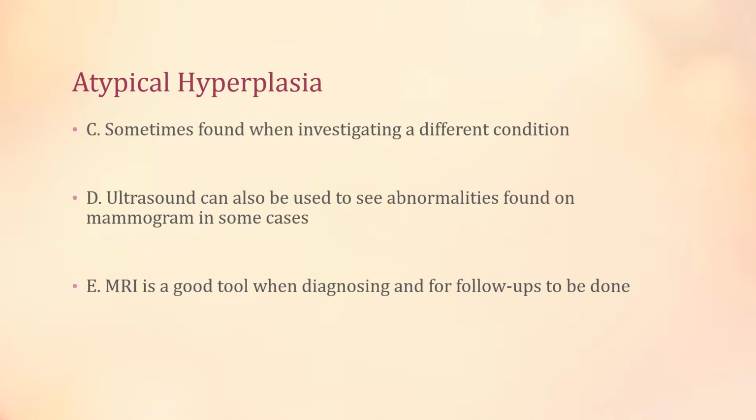Sometimes atypical hyperplasia can be found when investigating a different condition. Ultrasound can also be used to see abnormalities found on a mammogram in some cases. The patient in my case study was unable to be referred for an ultrasound because the mass was not able to be seen on the MLO view. MRI is also a good tool when diagnosing and also for follow-ups that need to be done. The patient in my study had the MRI-guided biopsy. This was a great tool in helping diagnose the patient.